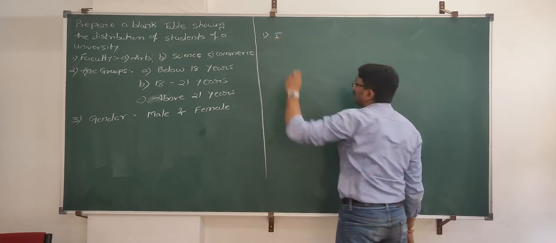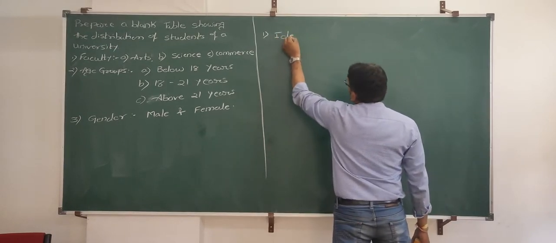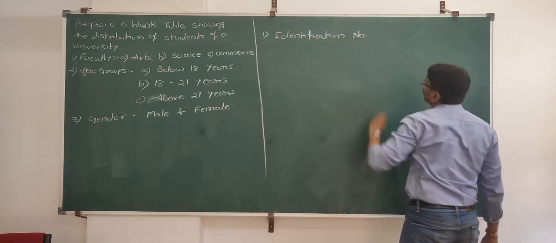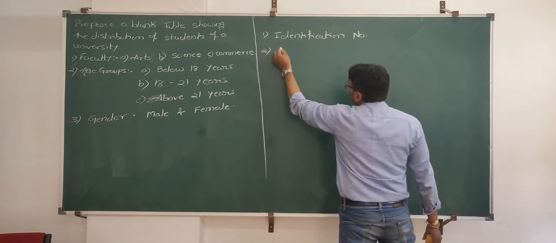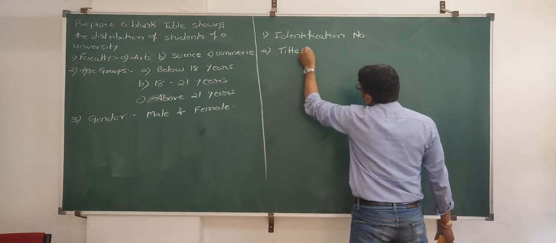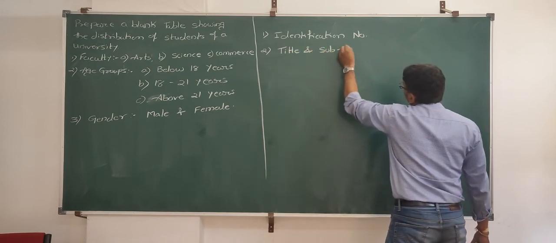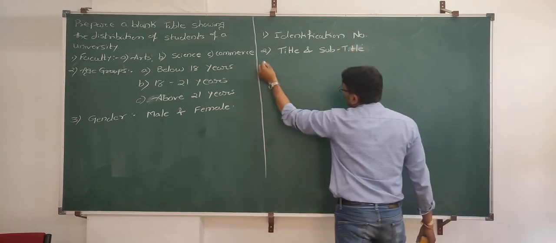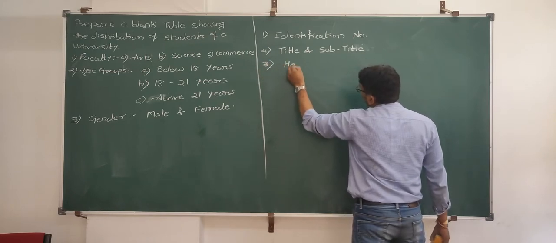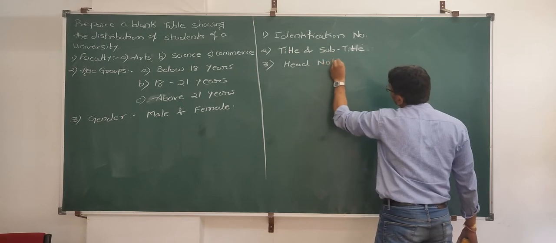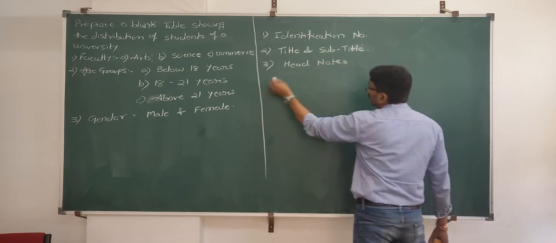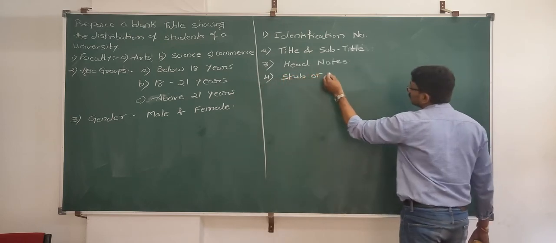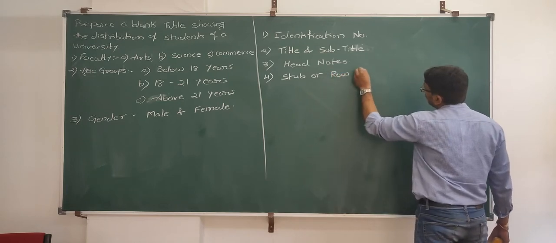Here, the first component of a blank table or statistical table is identification number. Then the second component is title and subtitle. Third one is head notes. Third component is head notes. Then fourth one is stub, or this stub is also known as row heading.